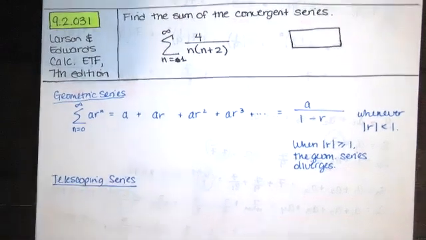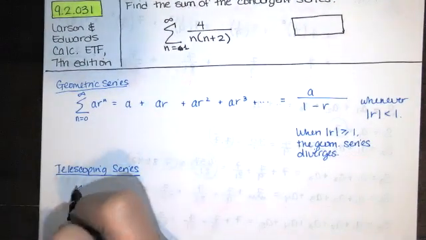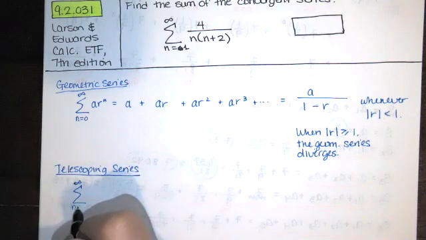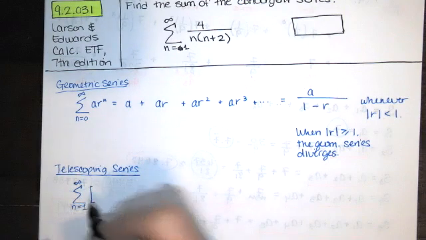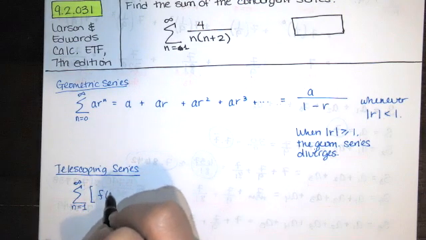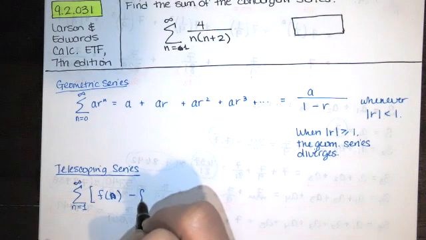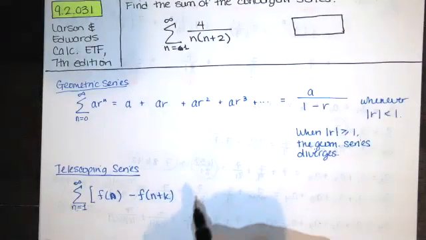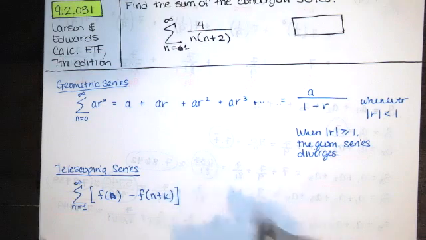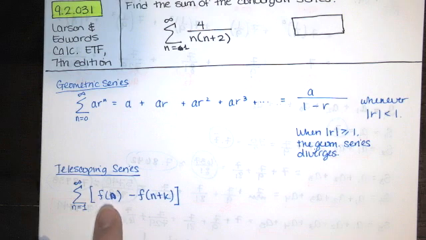Now, what makes a series a telescoping series is that it can be written in this form. You're going to start with some value of n. I'm just going to use n equals 1, but it could be a different value of n. That would be fine. If it can be written as some function of n minus some function of n plus k, then if we expand this, like when n equals 1, let's say that k is equal to 1, we'd have f of 1 minus f of 2. When n is equal to 2, we'd have f of 2 minus f of 3.